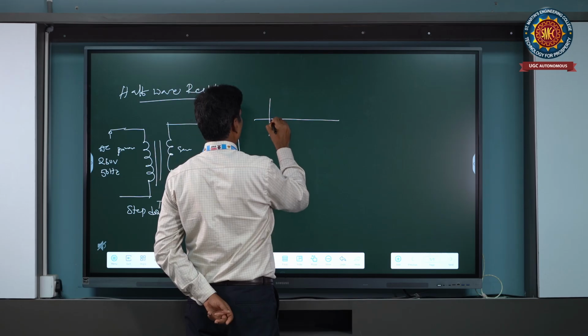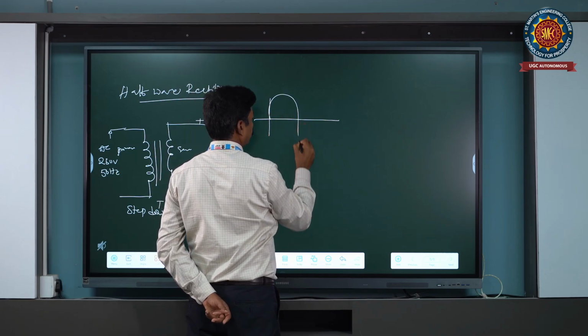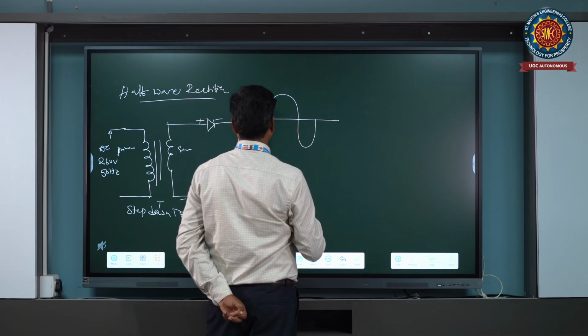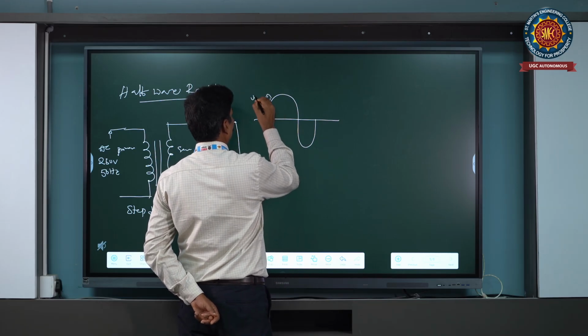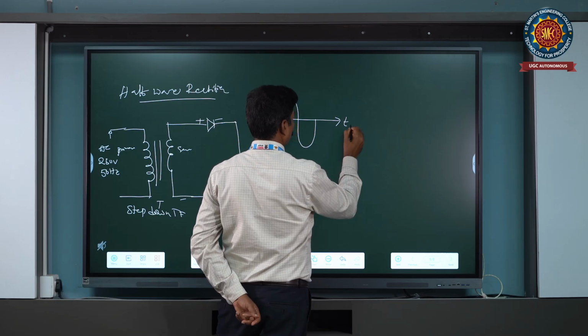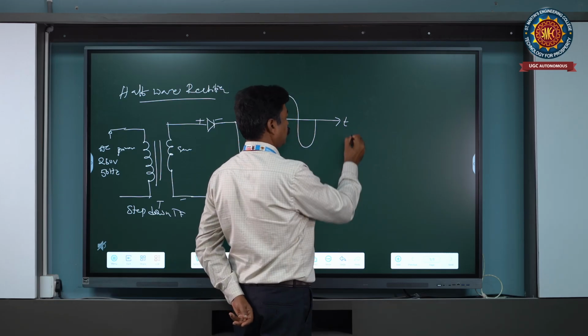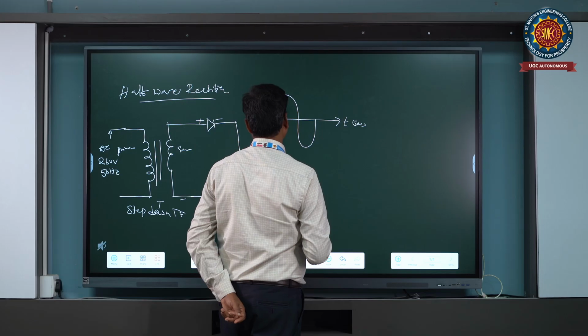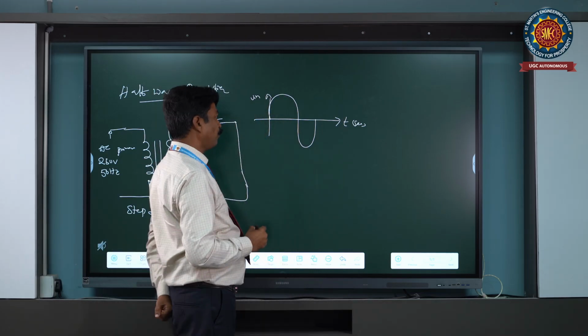Of a rectifier, apply the input signal, that is the V in, and on the x-axis I will take the time period. What is the unit of time period? Seconds. Voltage has units of volts.